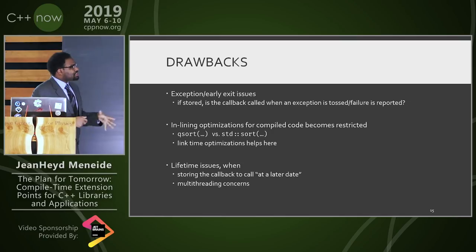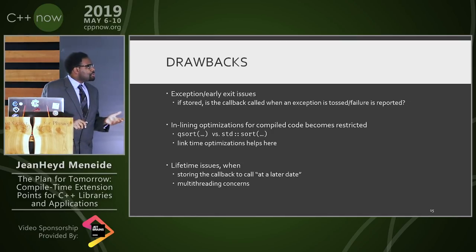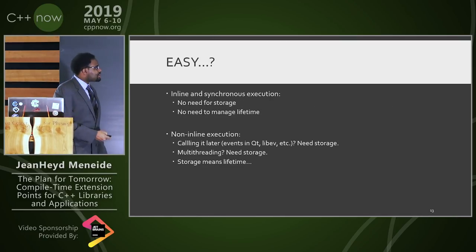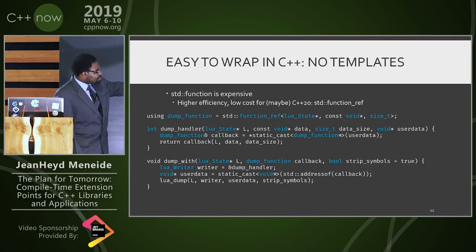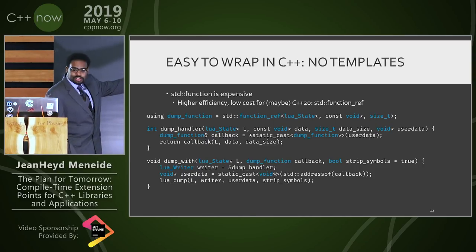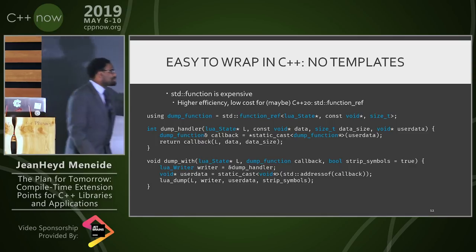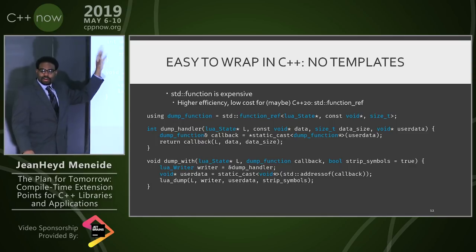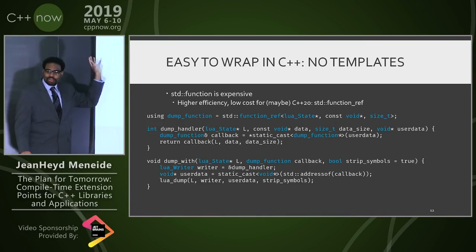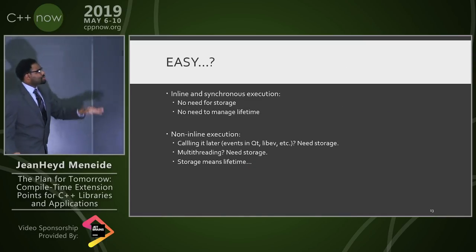Drawbacks, exceptions. These are C APIs, but as you can see from the code I wrote here, Lua dump is a C call, but my dump handler is not. So what if I toss an exception? There are all these things. As you can see here, I don't have any try-catches, and I've not handled exceptions. I've not handled early exit issues. All of that's kind of important.